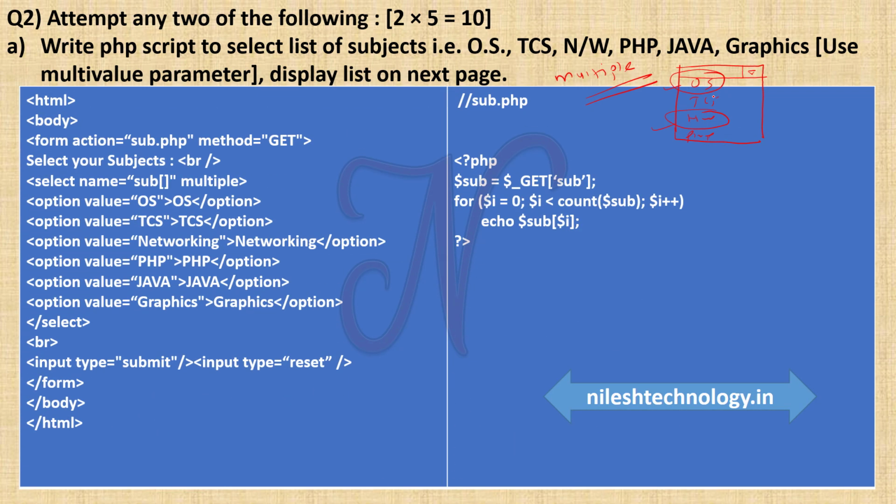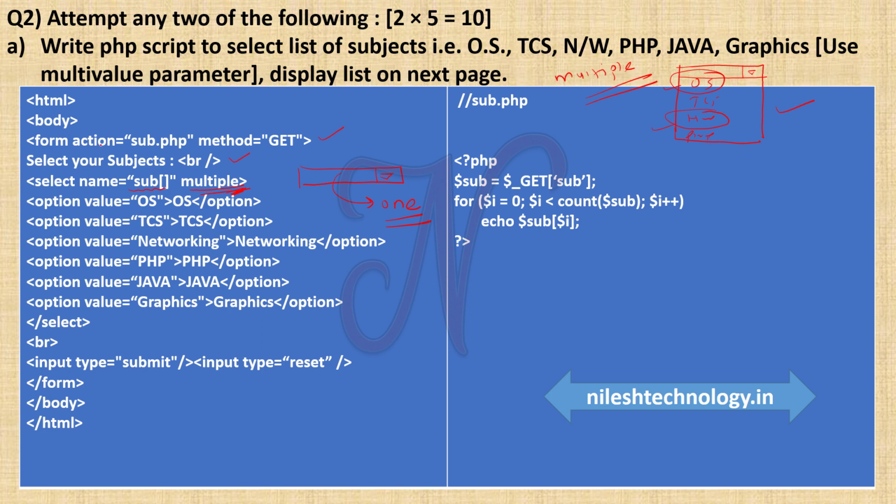See here, first the HTML file. Here we create one form, subject.php, method equal to get. Here the title is select your subject, and see here select name. Here we use the subject array and pass the multiple word. If you do not pass the multiple word, then your drop down is like this, and only one selection is allowed. Means you can select only one subject, but when you pass the multiple keyword, then the list is shown like this and you have access to multiple selection.